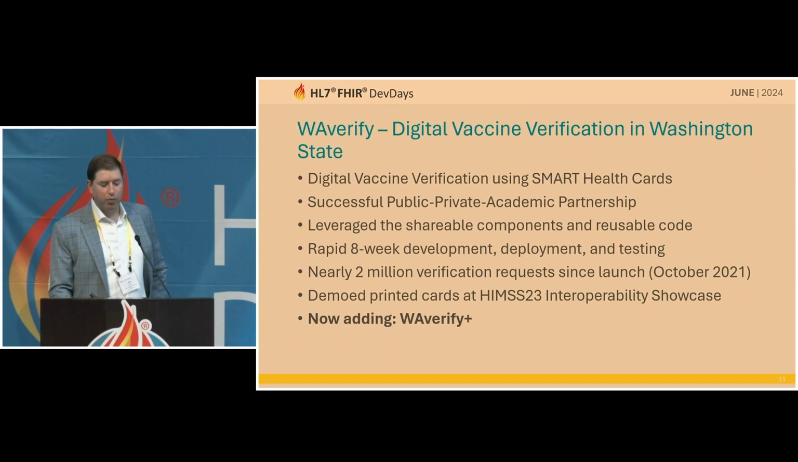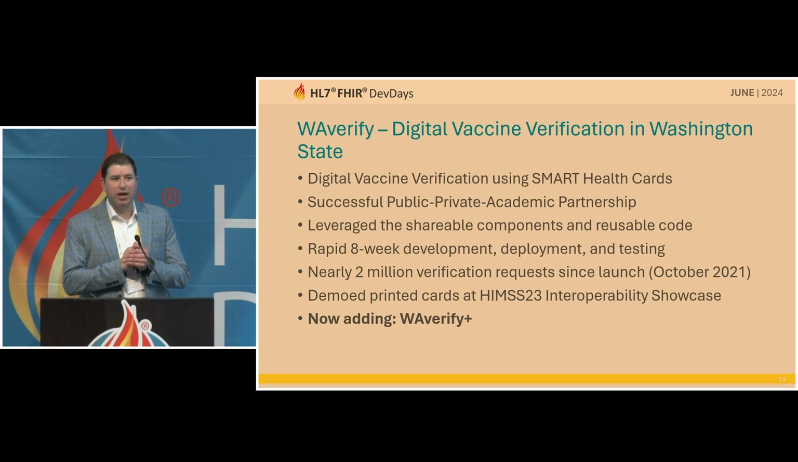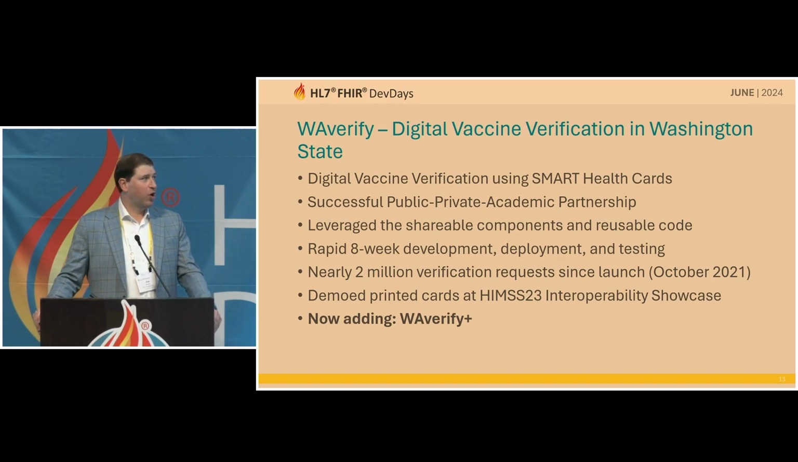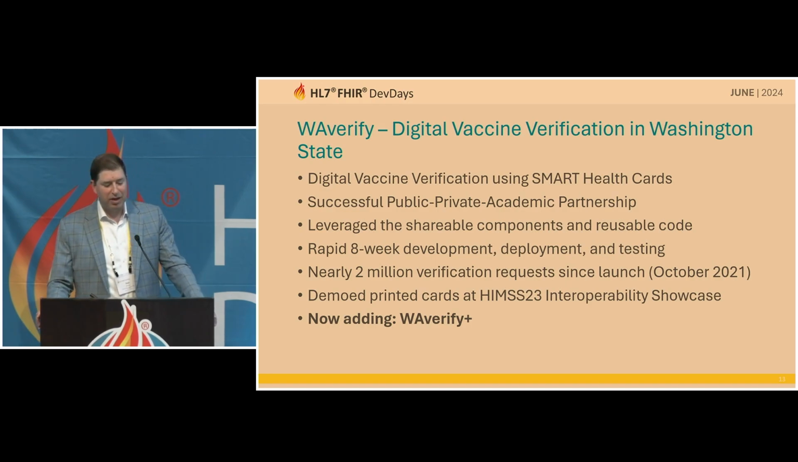So one thing that I wanted to highlight, and we'll talk in a little more detail tomorrow, through the work we were doing with GDHP, we did meet on that same January Vegas Connectathon where this all went down. The state of Washington was present, and they had been using digital vaccine verification using smart health cards. They were very successful in their implementation. It took them about 8 weeks to develop, deploy, and test, and then they had nearly 2 million verification requests since October 2021.